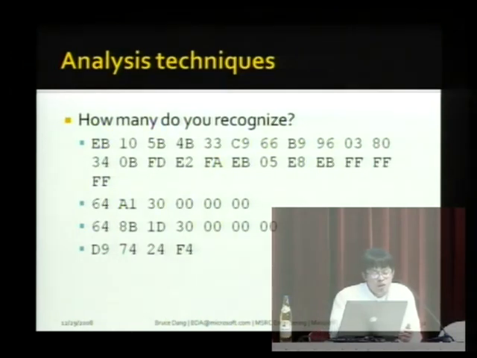This 64A130 is like move EAX, FS:30. The next one, 648B1D, is like move to EBX. And the last one, D97424 blah. A lot of the floating point instructions start with D9, like FNSTENV, which is another way to get the EIP. This is used in Metasploit encoders, so you can spot it pretty easily.